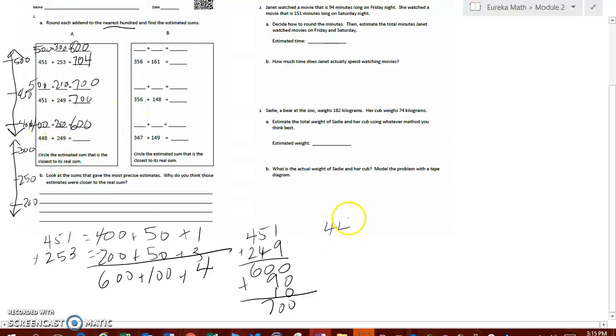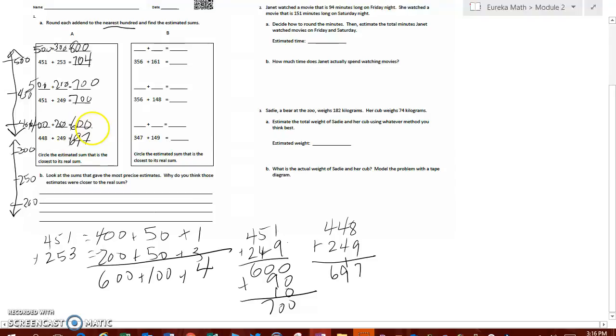All right, now I'm going to add 448 plus 249. So this time, I'm going to use the algorithm. 8 and 9 is 17, so I'm going to show that like this. 4 plus 4 is 8, plus 1 more is 9. 4 plus 2 is 6. So this total is 697.